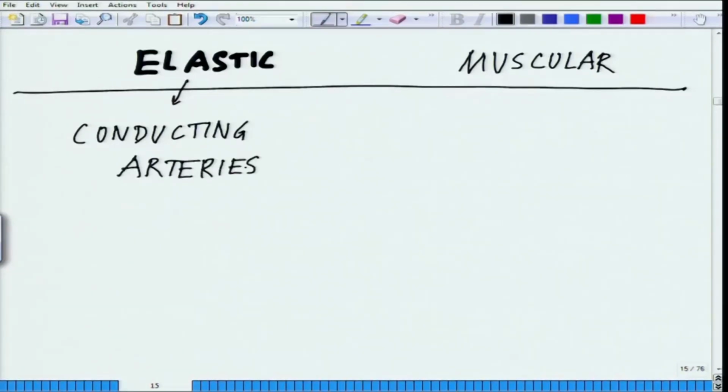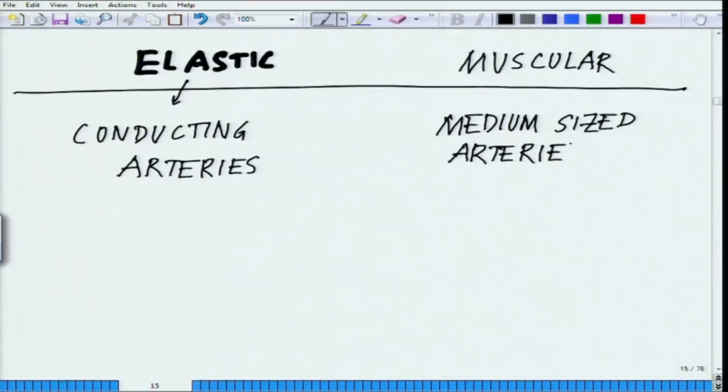Whereas muscular arteries are called medium sized arteries, and there are certain dimensions which I am going to highlight now. These medium sized arteries have an internal diameter, mind it, these are all internal diameter what I am drawing here, of 0.15 inches. Okay.